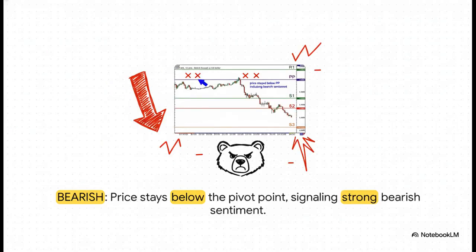Now let's flip the script and look at the opposite scenario. Here, the price tried to push up to the pivot point from below, but no dice. That level held like a brick wall. And once it was rejected, oh man, the sellers took over completely. The price stayed under that pivot point, screaming bearish sentiment, and ended up dropping nearly 300 pips, a huge move.